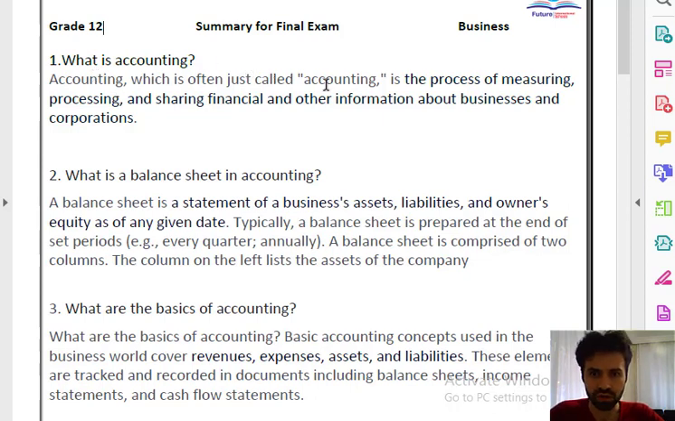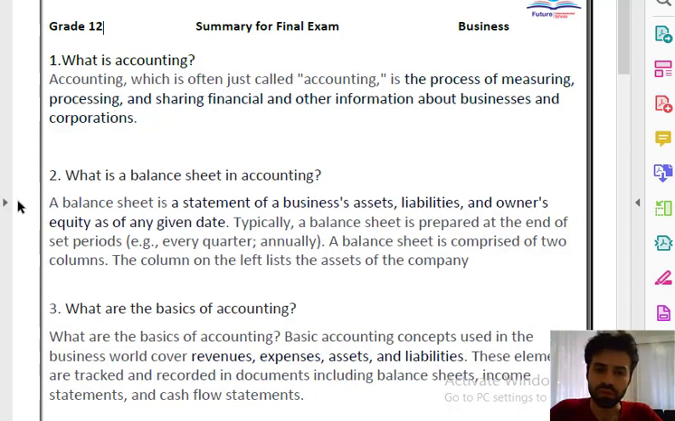Accounting, which is often just called accounting, is the process of measuring, processing, and sharing financial and other information about businesses and corporations. So basically accounting deals with the balance sheet, and in the balance sheet we have the most important numbers of a company, which are the assets, liabilities and equity.